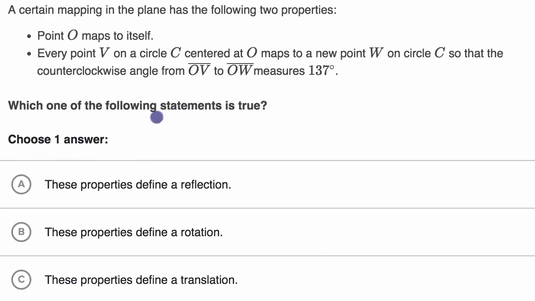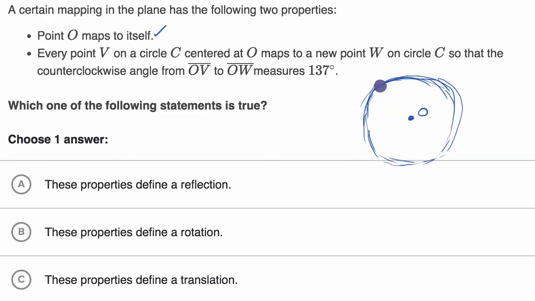All right, so let's see. We're talking about a circle centered at O. So I have this point O. It maps to itself in the transformation. Now every point V on circle C centered at O. So let's say this is circle C centered at point O. I'm going to try to draw a decent looking circle here. You get the idea. This is not the best hand drawn circle ever. All right, so let's just pick a point V here.